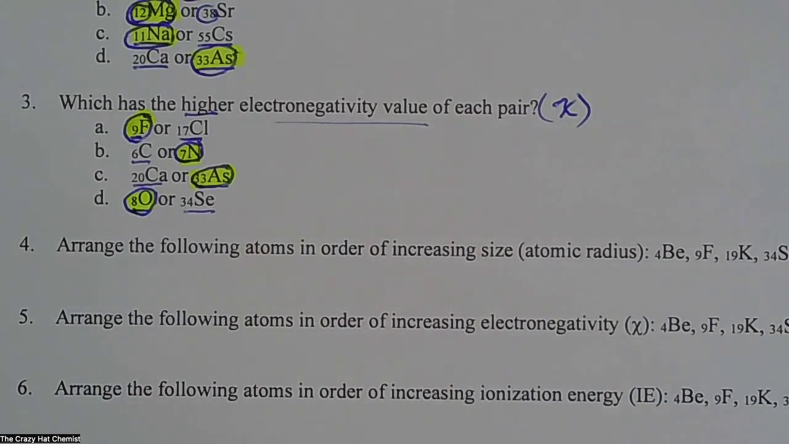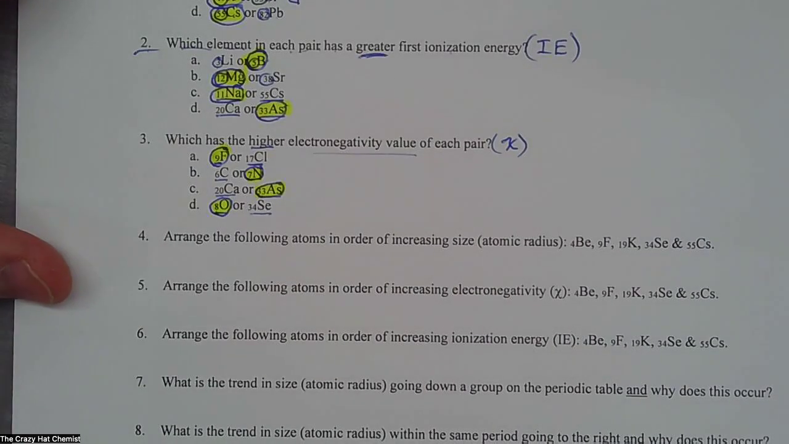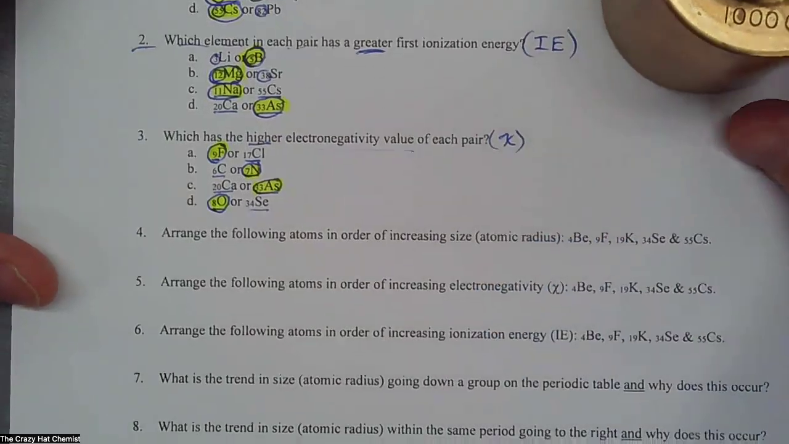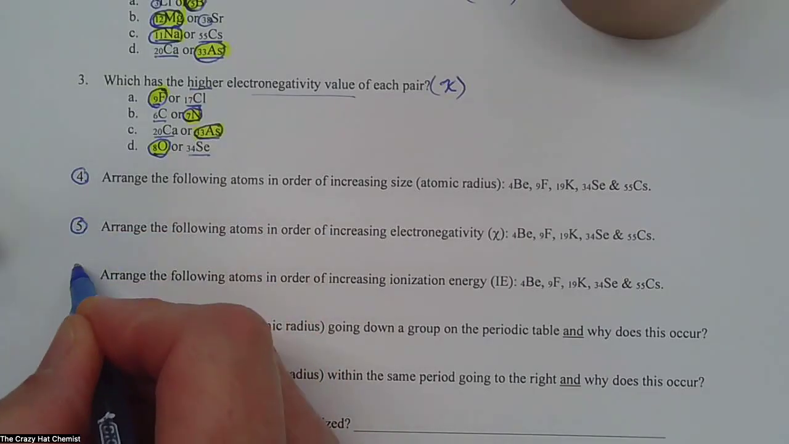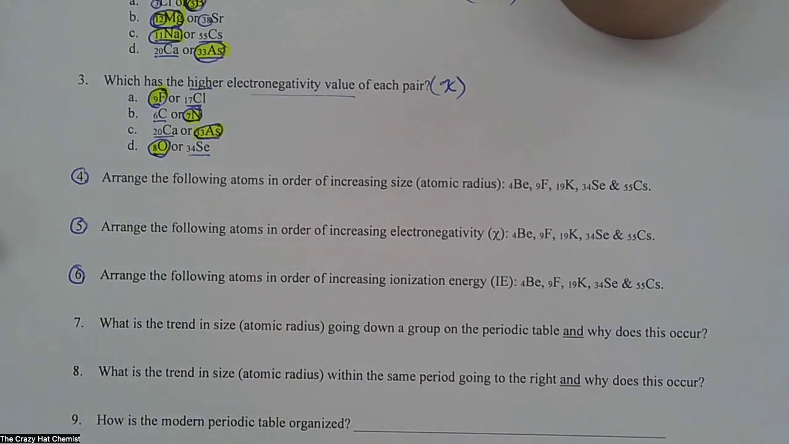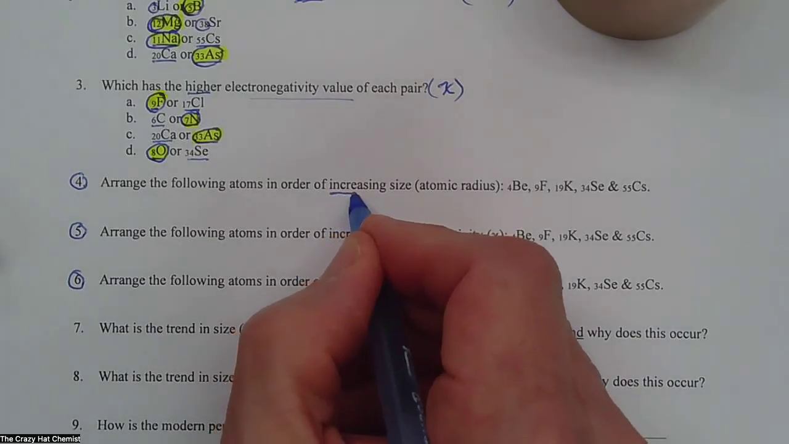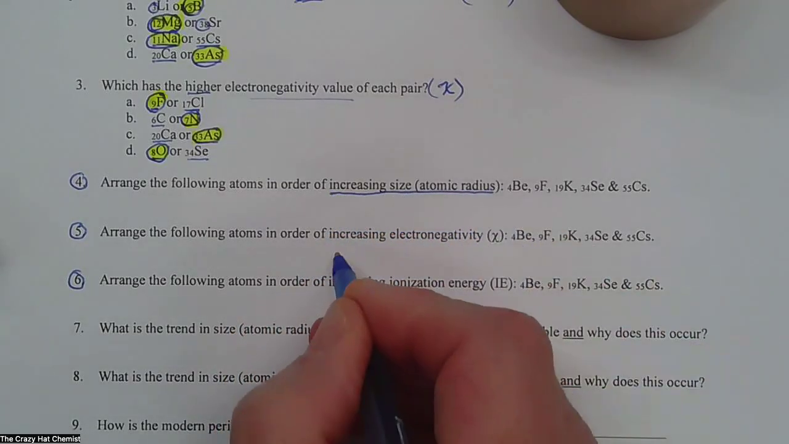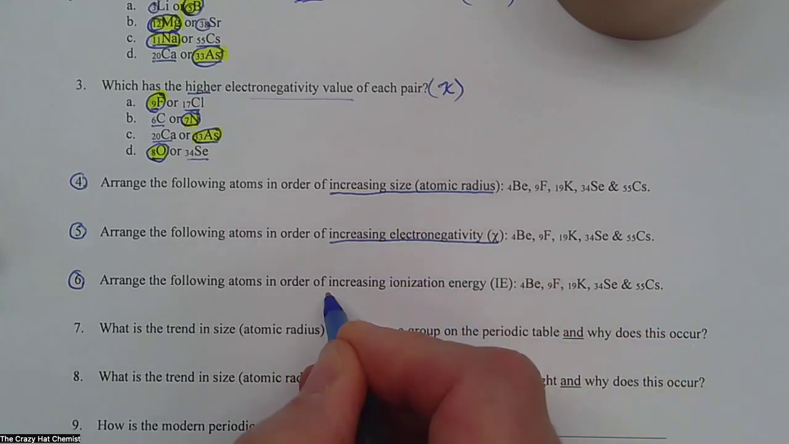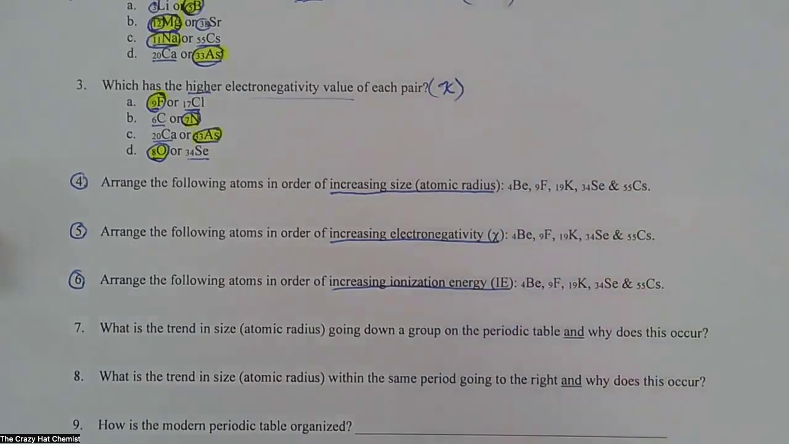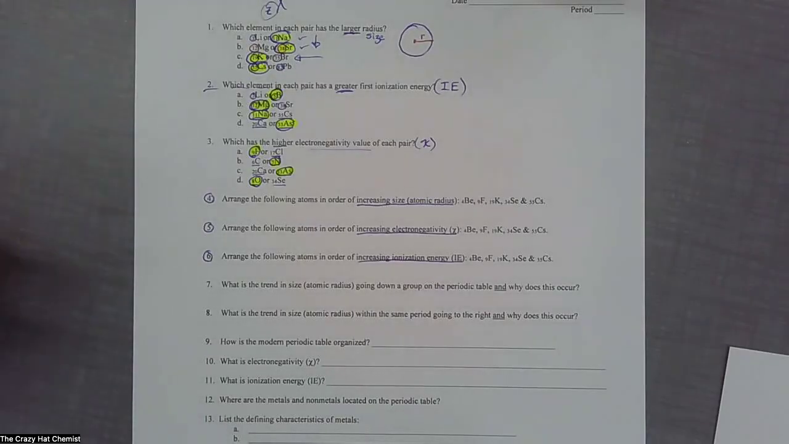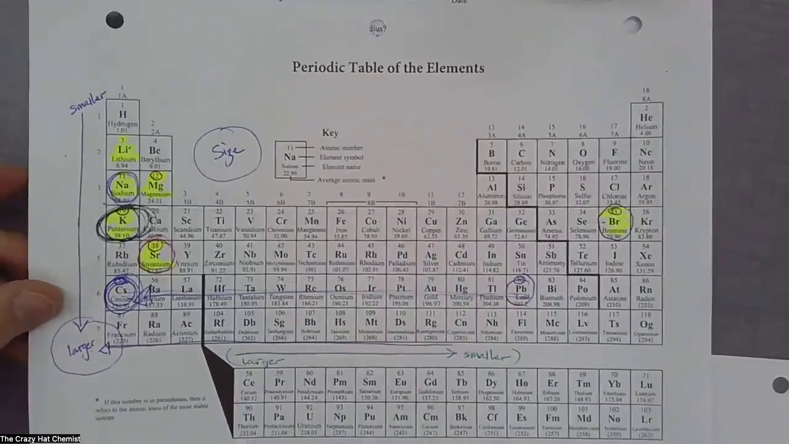All right, so I'm going to zoom on out here, and then we're going to be answering these next few questions, numbers 4, 5, and 6. What are we talking about? We are talking about increasing size, that's atomic radius, increasing electronegativity, or increasing ionization energy of the elements that are here. So before we get into this, what we really need to do is compare the size, ionization energy, and electronegativity on the periodic table.